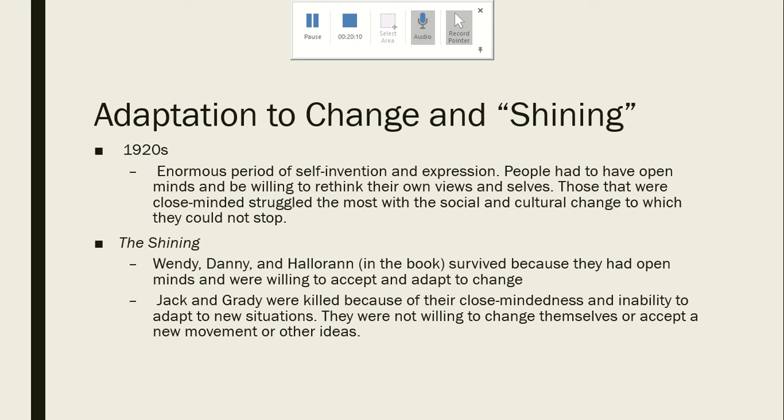So Jack and Grady were not willing to change themselves or relook at themselves. It was either like their views were right and everyone else was wrong or an enemy, and so they had to go against everyone else, which is why they were seen as the enemies, because it was basically their way or the highway, to put it in common terms. They tried to force others to change, and they weren't willing to change themselves.